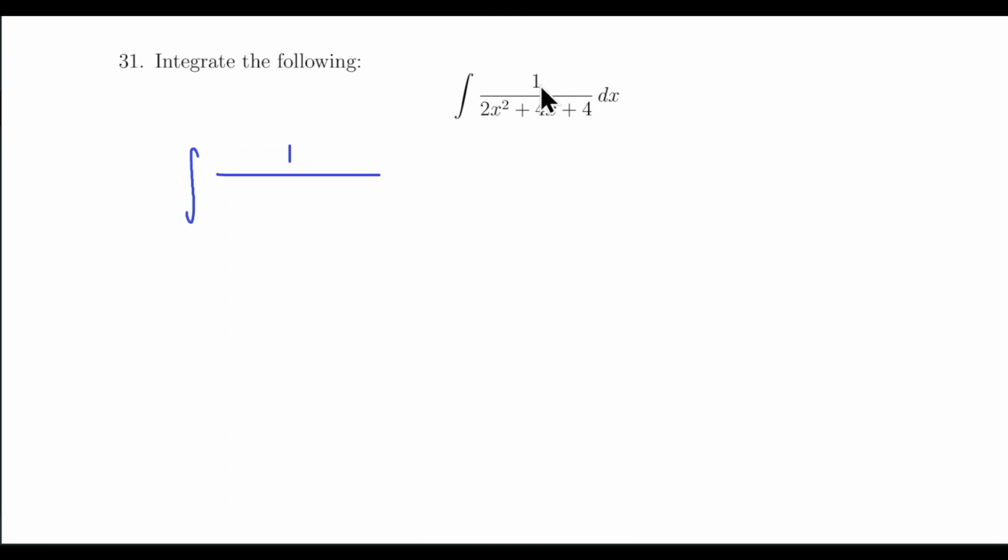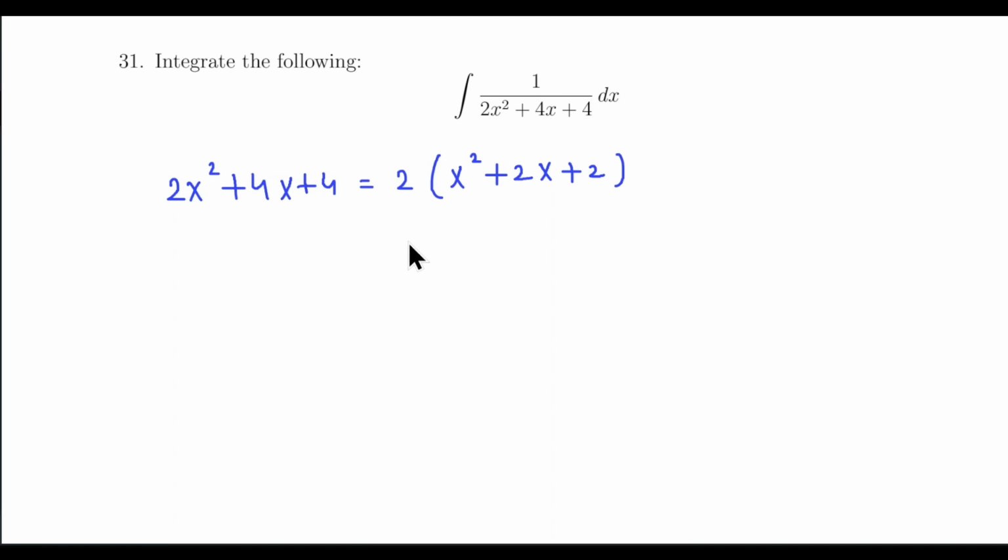So the first step of converting, I can obviously do it separately. The first step of converting a quadratic into a perfect square is to make the leading coefficient 1. So I'm going to make that by taking 2 as a factor. So x squared plus 2x plus 2 over here.